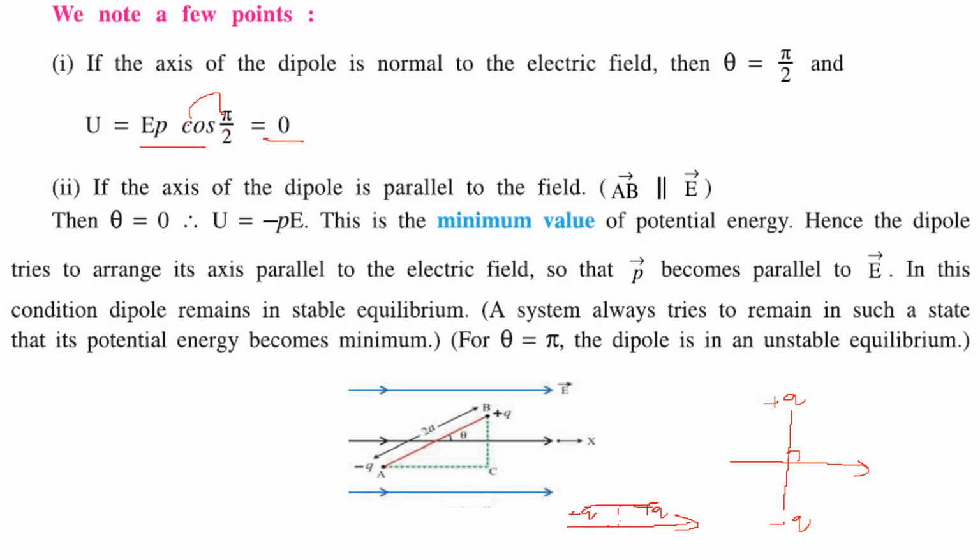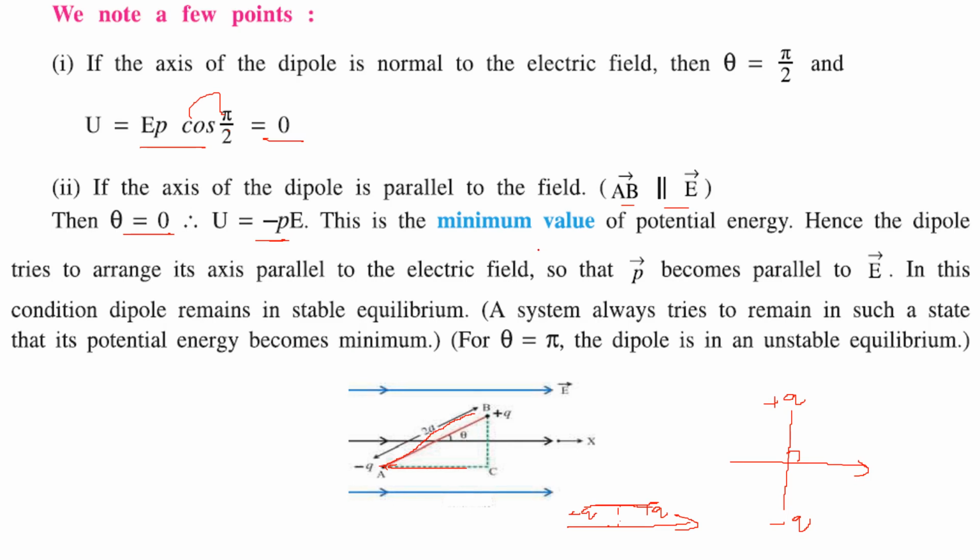It will be simply theta is 0, so simply it will be minus PE. The axis of the dipole is parallel to the field. AB is parallel to E here. If AB becomes parallel to this AC, then the potential energy of the dipole will become just simply minus PE. Now, this is the minimum value of potential energy.